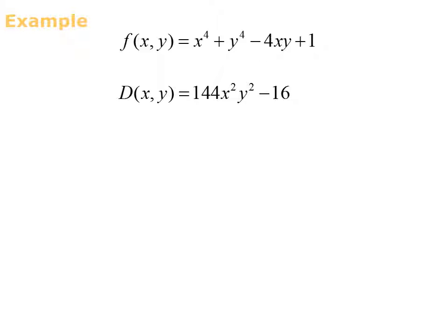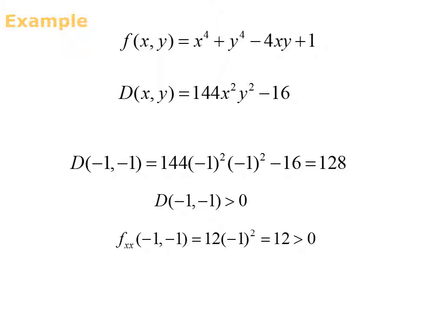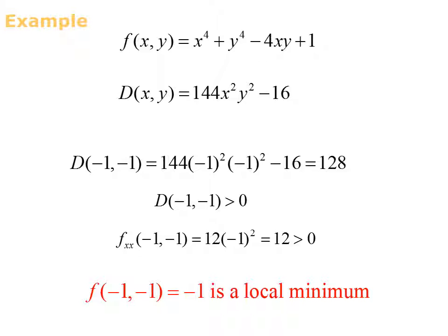If the second partial is positive, we have a local minimum. The third critical value was negative 1, negative 1. We plug that in, we get positive. Since the discriminant is positive, we check the second partial. Second partial is positive. That tells us we have a local minimum. So those three agree with what I thought was going to happen from the original graph.